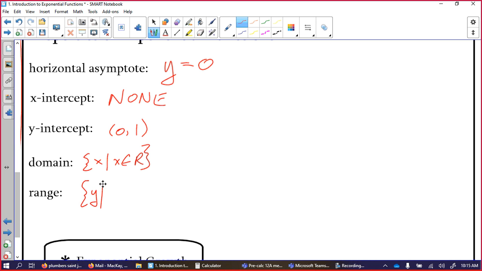The range: y is bigger than 0. And y can be part of the reals.